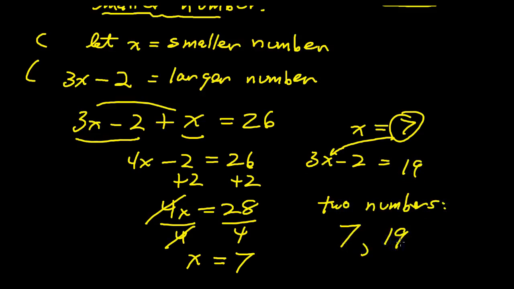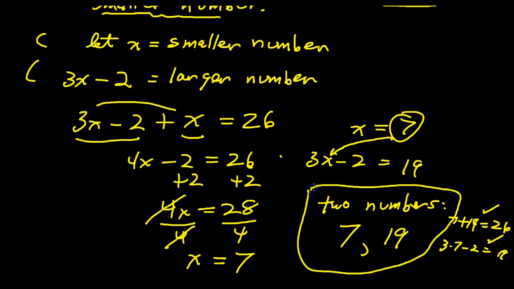Of course, we could check if we add these numbers. 7 plus 19 is indeed 26, and so that checks out, and 19 is 2 less than 3 times 7. All right, so 3x minus 2, 3 times 7 minus 2 indeed equals 19. So that checks out as well. Okay? Final answer, two numbers, 7 and 19.